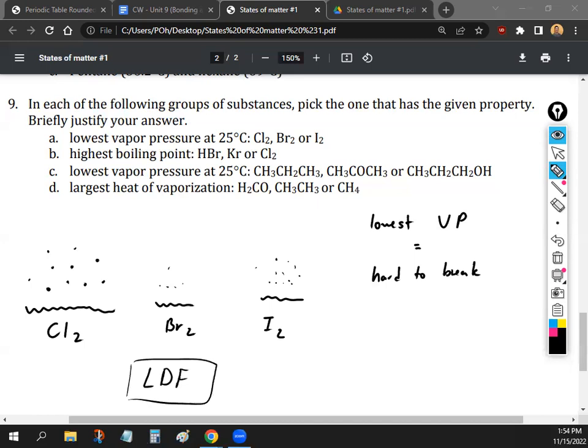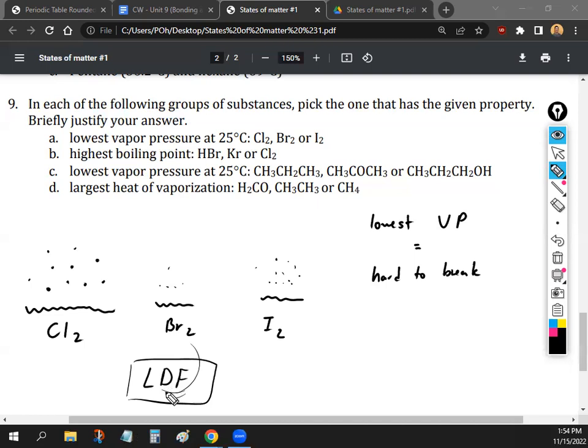There's no ion. There's nothing else. It's just London dispersion, right? Because the other one is dipole-dipole, but none of these are polar. They're both the same element on both sides. So the only IMF they experience is London dispersion.